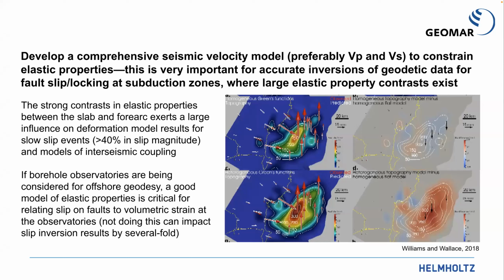For example, for offshore slow slip events in New Zealand, we've shown that this can result in a 40% increase in the magnitude of slip in the slip models to fit the surface geodetic data. And also, as Damien mentioned, with the borehole observatory data, this is even more important, because we need to know the near surface elastic properties, particularly where the boreholes are located, very well to do any reasonable deformation modeling, because this can impact the results in terms of the slip amounts by several fold. They've seen that in Nankai, and we've also seen that in New Zealand.